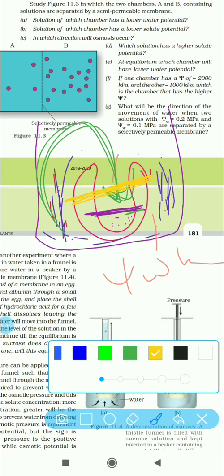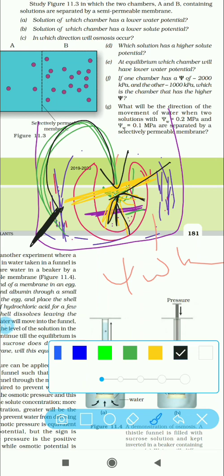Why? Because water has entered, so this level will go up. The entry of water makes the level go up. So it's a simple potato osmometer experiment which you might have done in your school practicals. What it shows here is that at this region we had higher water potential, so water has moved from this region to the inside.